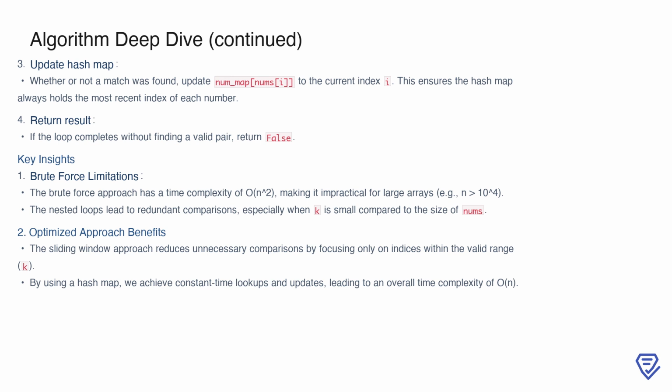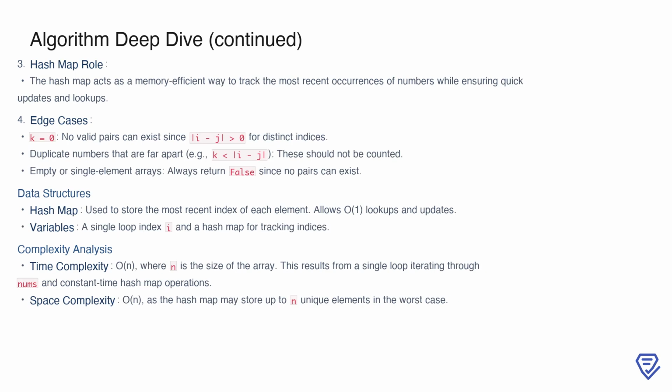Additionally, the hash map stores only the most recent indices, ensuring that space usage scales linearly with the number of unique elements in the array. The hash map plays a critical role in this algorithm. It allows us to efficiently track the most recent occurrence of each number, ensuring that lookups and updates happen in constant time. This efficiency is what makes the optimized approach scalable, even for large arrays.